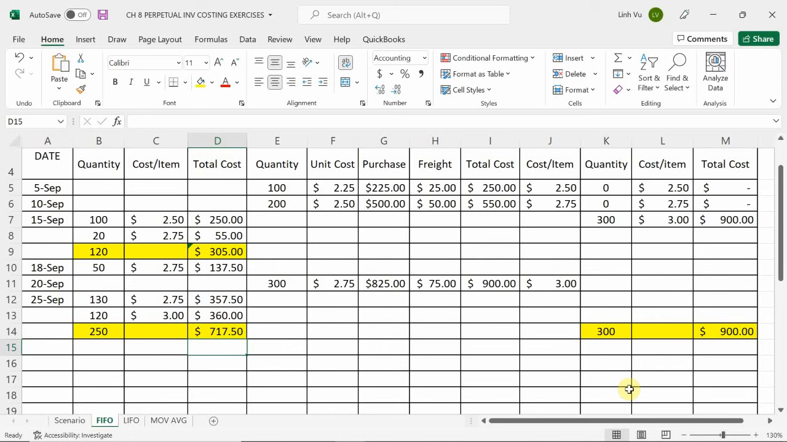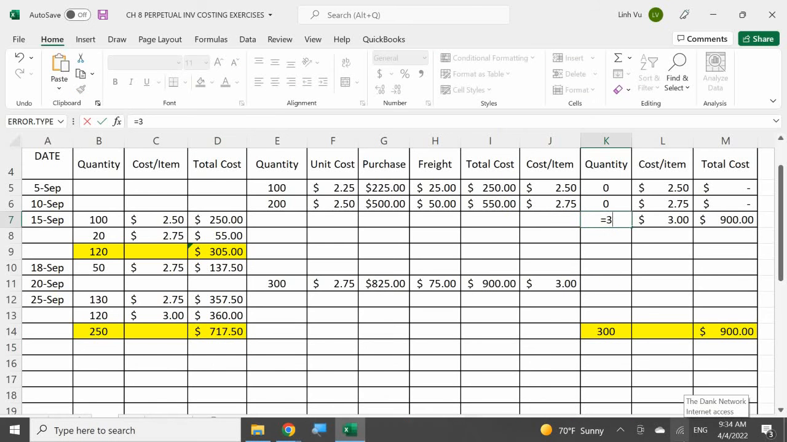Okay. So now I need to update my inventory because I just sold a total of 120 units. So in this case, 300 minus 120. How much should I have left in my inventory? 180. You should have 180 units, which cost you $3 each, which should give you $540 left.